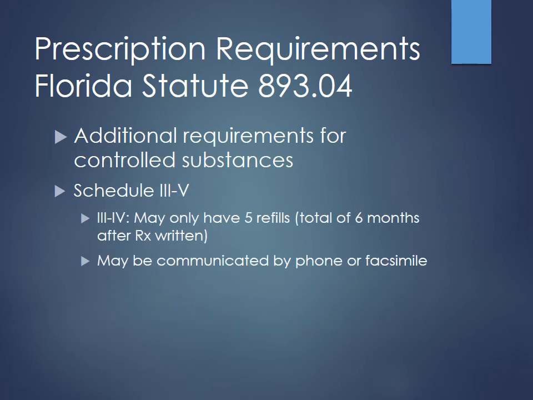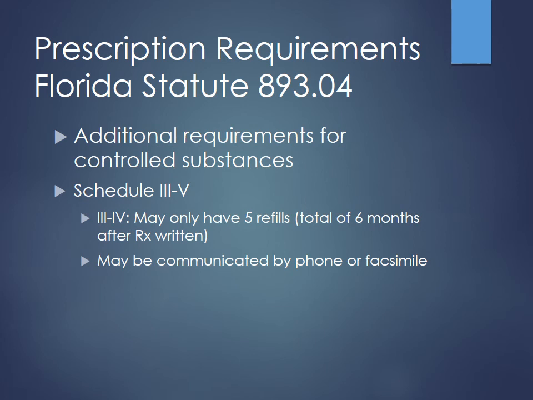Okay. For Schedule 3 through 5s, you can only have up to 5 refills. So you basically get a total of 6 months worth, and after that point, the script is no longer good. So C3 through 5s are no good after 6 months. You can only write it for a 6-month supply for those meds. So basically, the initial fill and then 5 refills are the max you can do. You can write for more than that, but the pharmacy is only going to give you that 6-month amount.